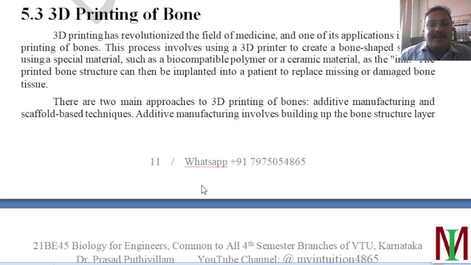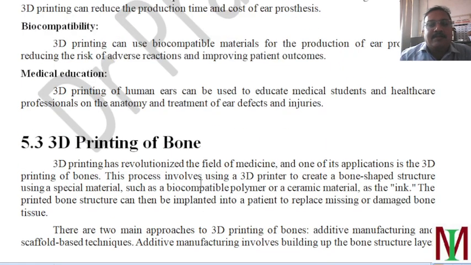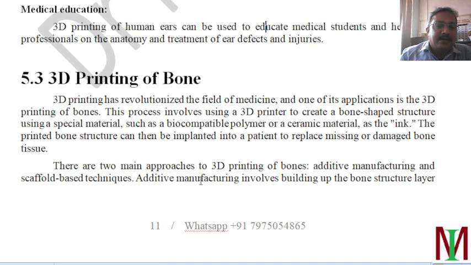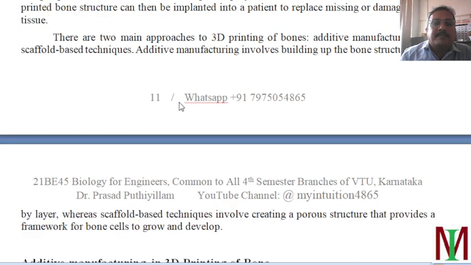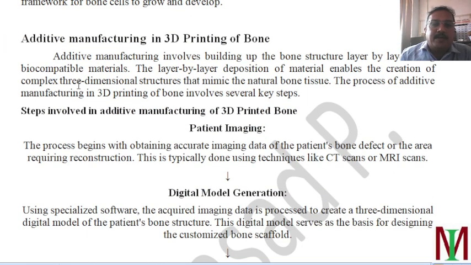Now 3D printing of bone. Similar to 3D printing of the ear, not much changes, only the materials or the methods used may be different. Because the ear is a soft part and bone is a somewhat hard part, the material used may be different, and the methods used also different. Here two different methods are used: additive manufacturing and scaffold based technique.